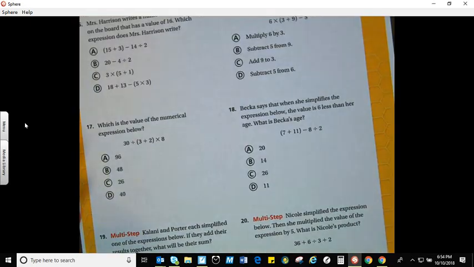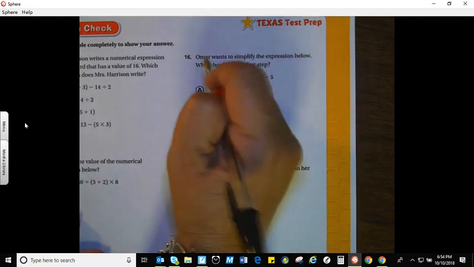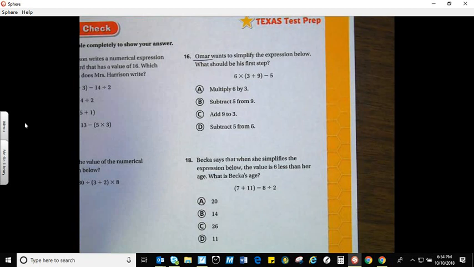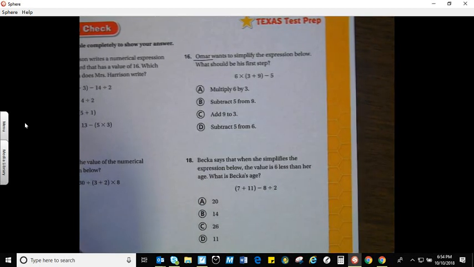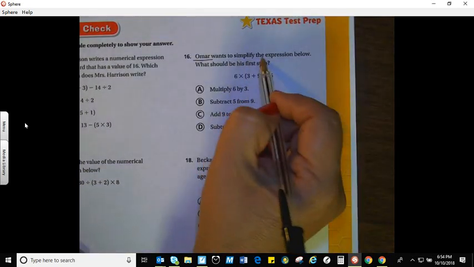Alright, so now we're going to move over to number 16. Well, look who we're talking about today, Omar. Way to go, Omar. Appreciate the work that you put in today during math. I was really pleased and happy with you, you were catching on. It's not an easy task to follow, but as soon as you get it, it's going to be even more fun to solve. So Omar wants to simplify the expression below.